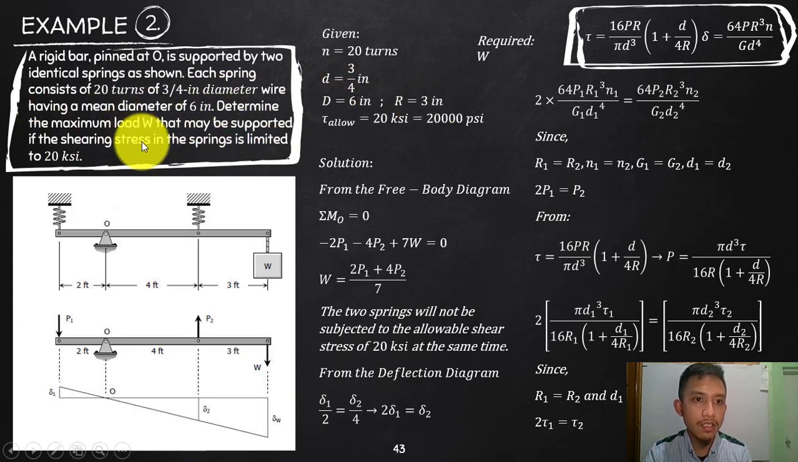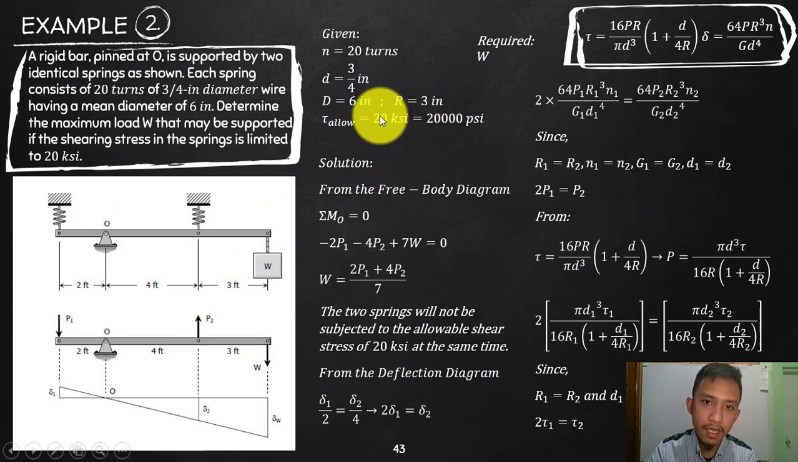Determine the maximum load W that may be supported if the shearing stress in the spring is limited to 20 ksi. Allowable is 20 ksi or 20,000 psi. Required is the W, that will not exceed our allowable. So just like before, if I try to cut this spring, it's just like a tension or a supporting member. But in this scenario, if this will be loaded, this will be stretched, that will be compressed, isn't it? Because of this pin here. So this will be under compression, that will be under tension.